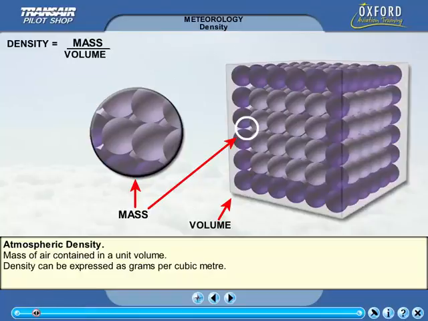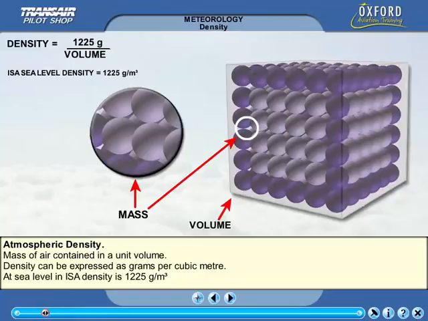cubic meter. You may recall from the lesson on the atmosphere that we talked about the ICAO Standard Atmosphere, or ISA. At sea level, ISA states that the density is 1,225 grams of air per cubic meter. So we have a mass which is 1,225 grams in a volume which is 1 cubic meter. However, there are other ways in which density can be expressed.